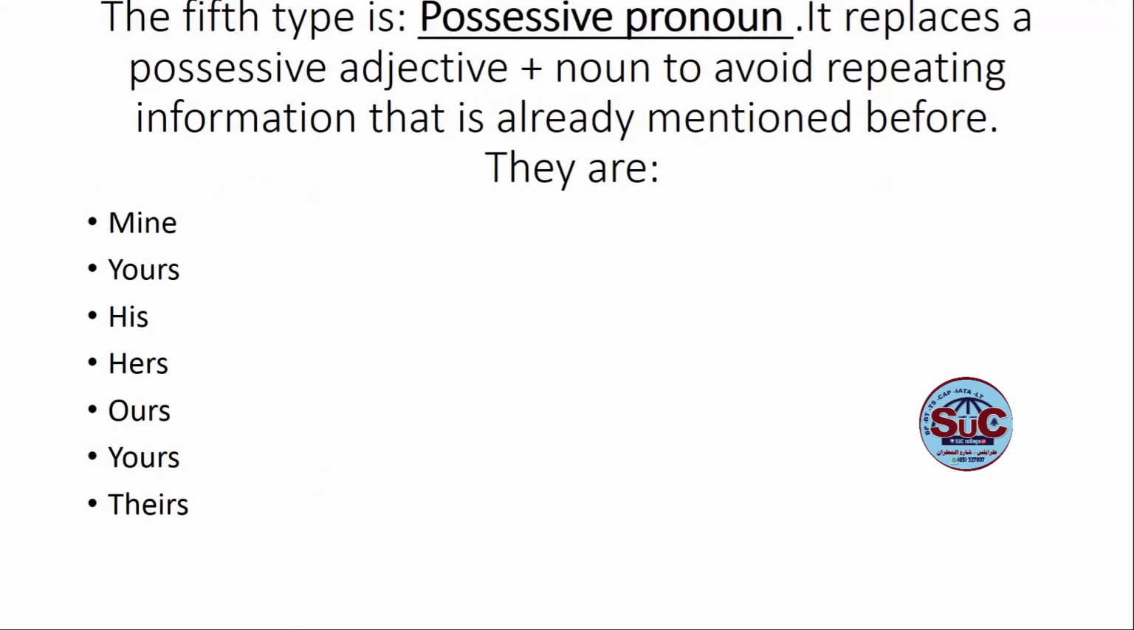Our last type of pronouns for today is the possessive pronoun. We use the possessive pronouns in order to replace the possessive adjective and the noun to avoid repetition. Instead of using the possessive adjective and the noun, we can replace it with one word from the possessive pronouns, but this noun has to be mentioned before in the sentence. They are mine, yours, his, hers, ours, yours, and theirs.